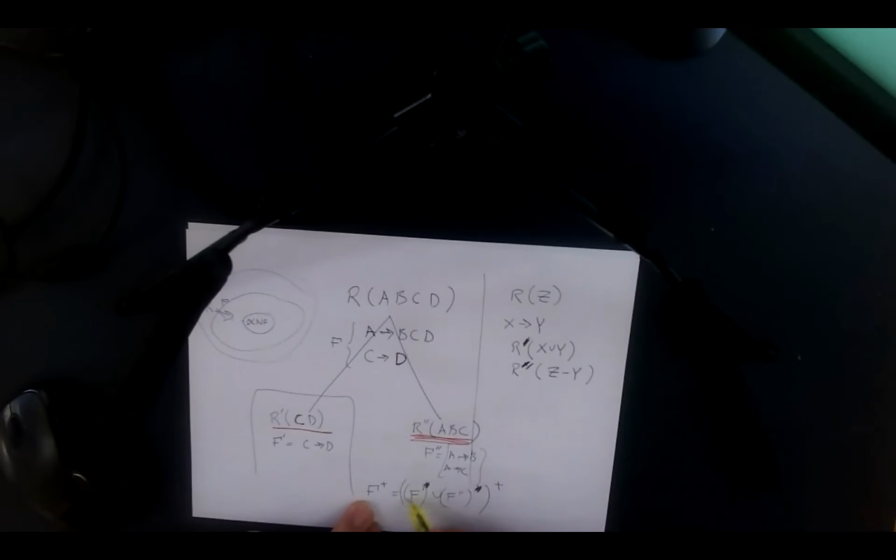You just need to union all the functional dependencies across the decomposition, and then take the closure of those. And if that equals the original set under its closure, then you know that it's dependency preserving. Okay. Now, I hope this is making some sense to people.